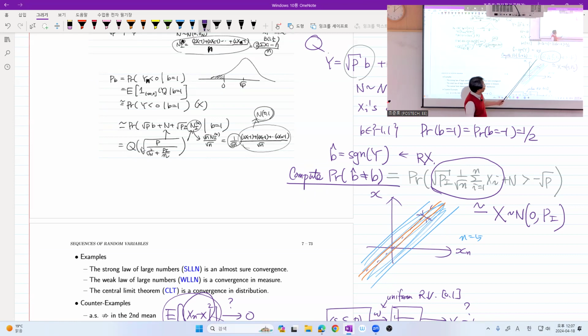Now, what if we have established the approximate equality between this one and that one? Since this is also Gaussian, it's very easy to compute this probability. And what is this probability now? After approximation, the probability of the event that x plus n is greater than negative square root P is equal to Q of, if you use the CCDF of the standard Gaussian, we have what?